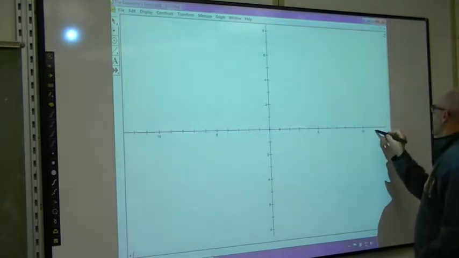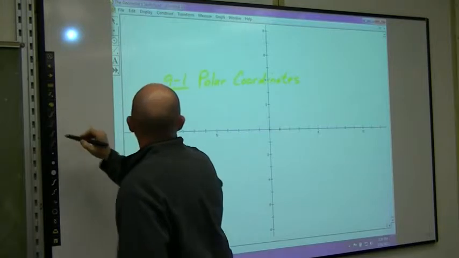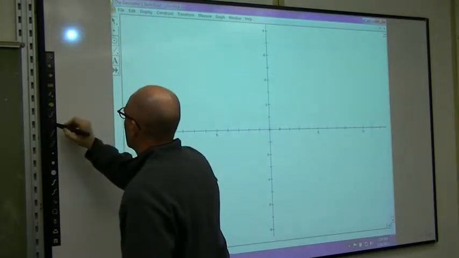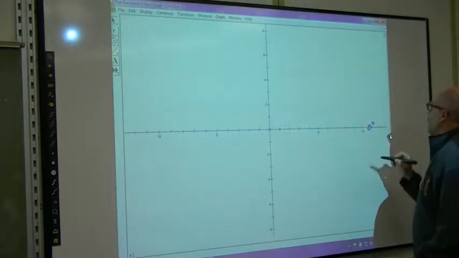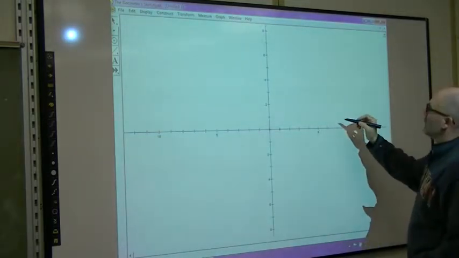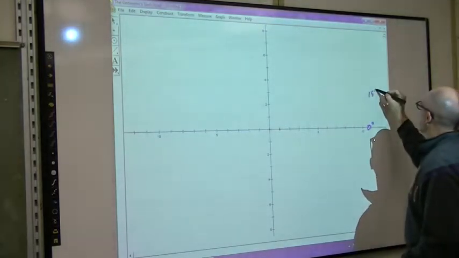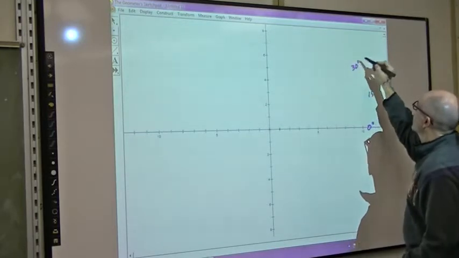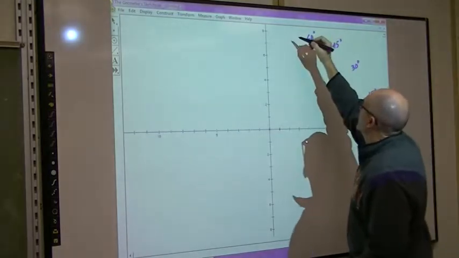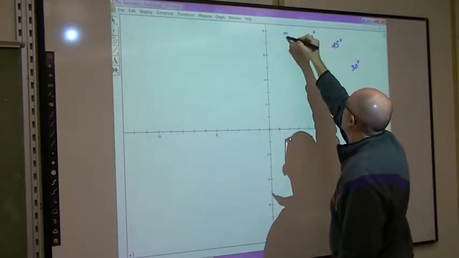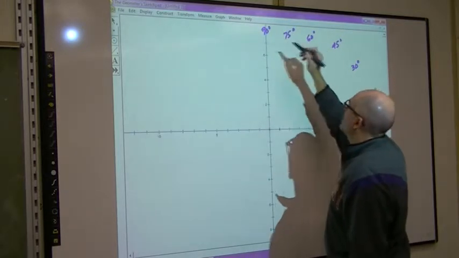This is 0 degrees, and notice this is 90 up here, so this would be 15 degrees, 30 degrees, 45 degrees, 60 degrees, 75 degrees, 90 degrees, and so on all the way around here.